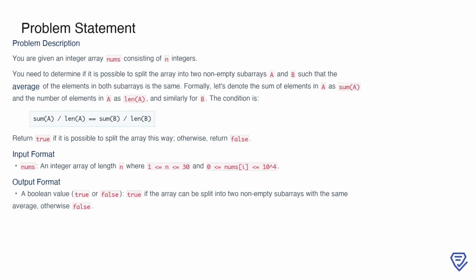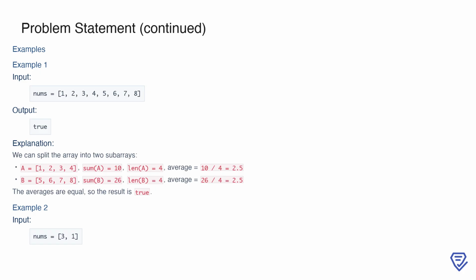The input consists of an integer array nums, where the length of the array is between 1 and 30, and each element is a non-negative integer between 0 and 10,000. The output is a Boolean value indicating whether such a split is possible. Let's look at some examples to better understand the problem.